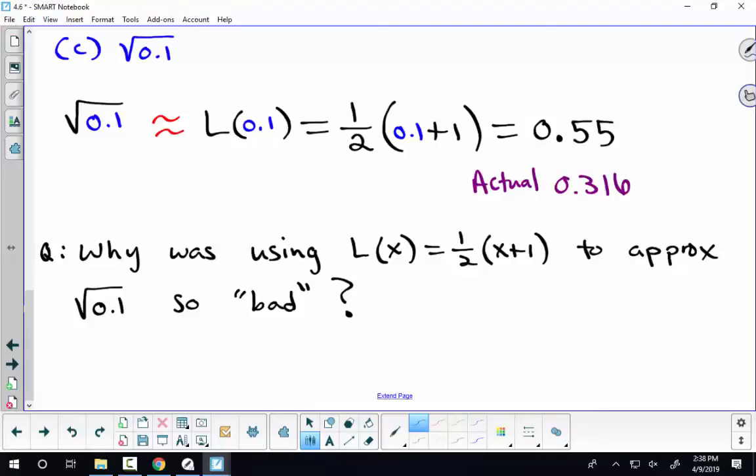Is it because 0.1 was far from the origin? Yeah, right, good. Not the origin, but A? Yeah, exactly, very good.